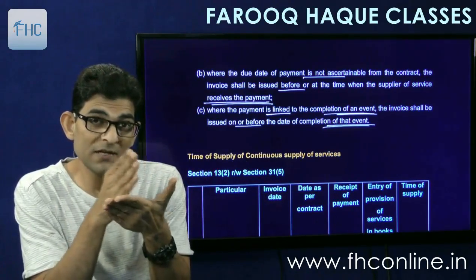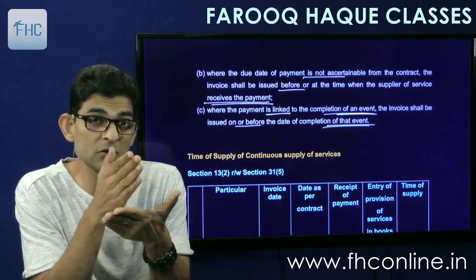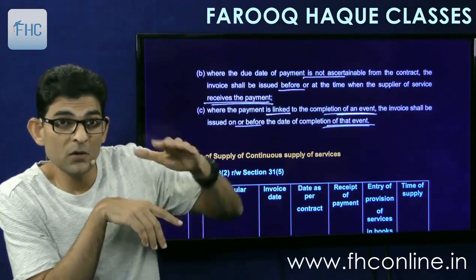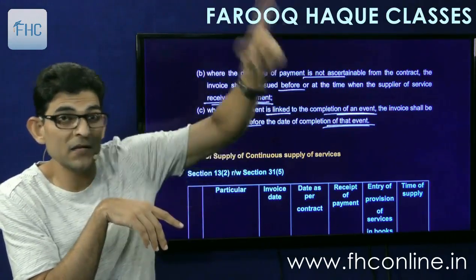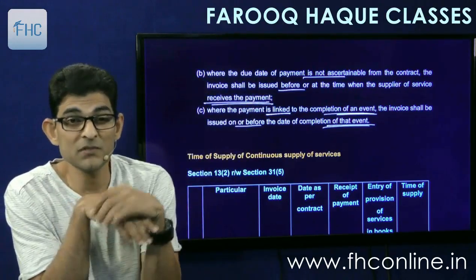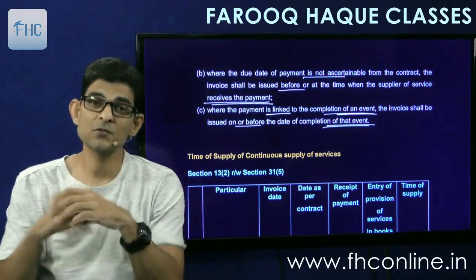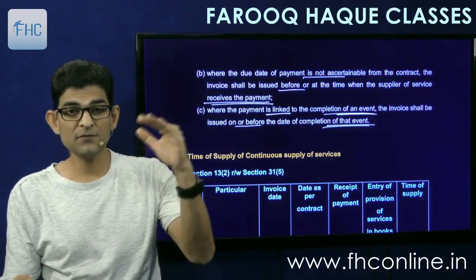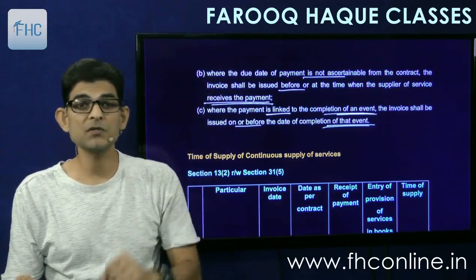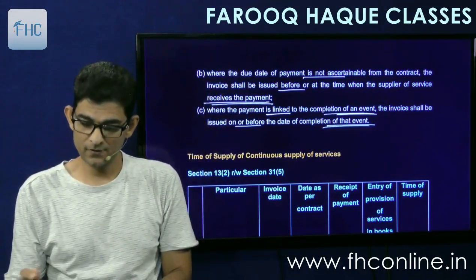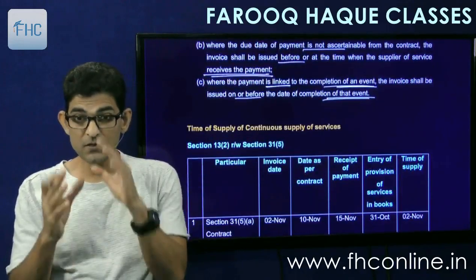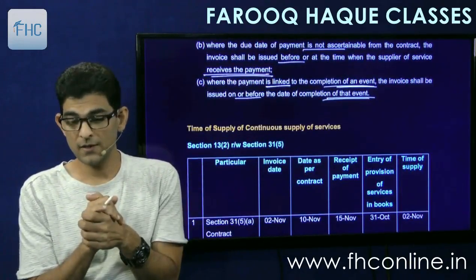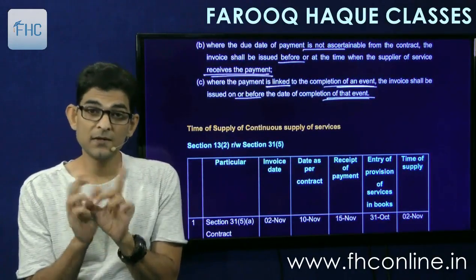So those are called events, or stages. Or in the case of a building contract, as soon as one slab is done, I'll make an invoice. Percentage completion contracts. Likewise, there are a lot of examples here. As soon as that event occurs, I have to make an invoice and give it to you. So that becomes the due date of invoice. And then we'll compare with the actual invoice.